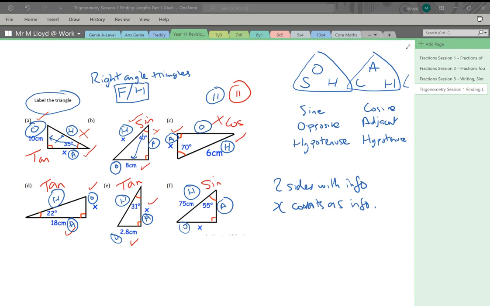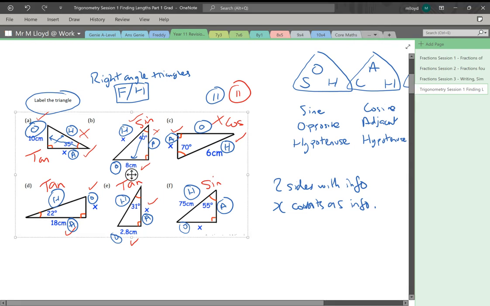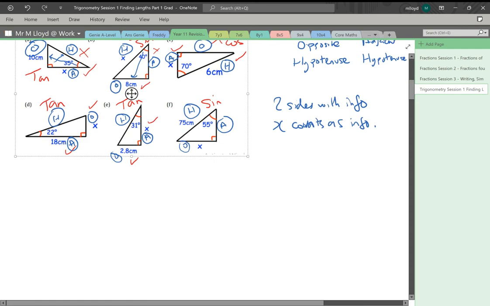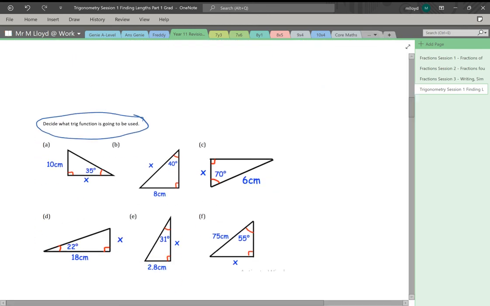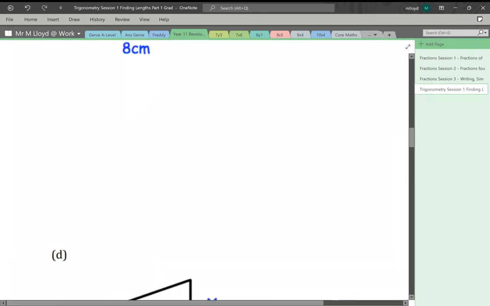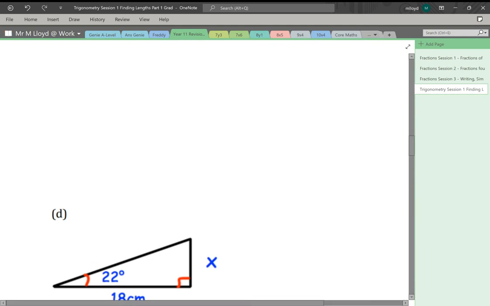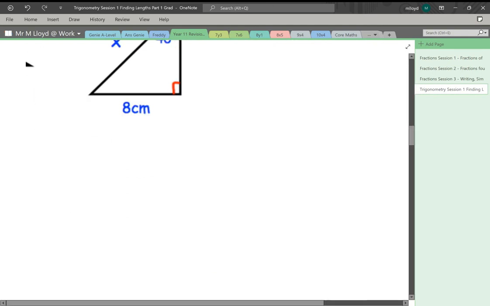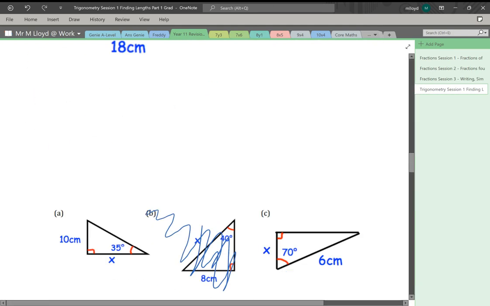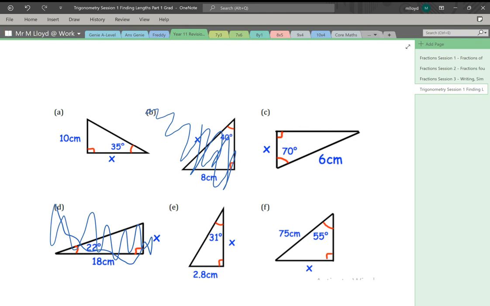Right, time check. How am I doing? 7 minutes gone, 8 to go. We're definitely going to have 2 parts to this video. Okay, so we've decided what trig functions we're going to use, and now I've got 2 examples. I'm going to show you how to do 2 of them, which is B and D, and then you're going to have a go off camera, pausing the video to have a go at A, C, E, and F.